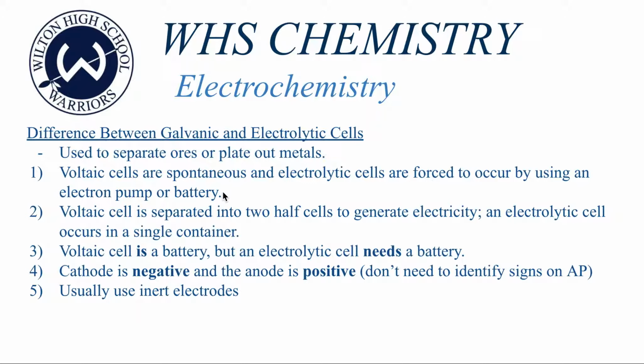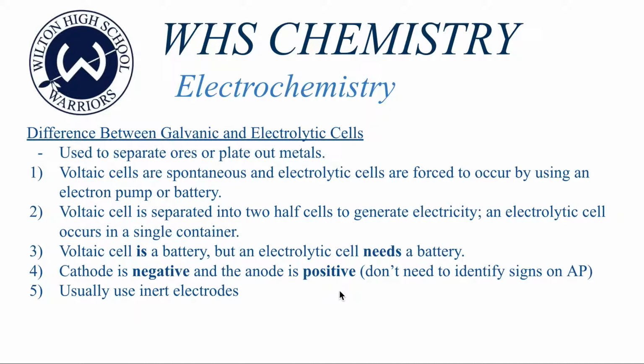A voltaic cell is separated into two half cells to generate electricity, and an electrolytic cell occurs in a single container. A voltaic cell is a battery, but an electrolytic cell needs a battery to operate. And in electrolytic cells, I talked about this in the last video on galvanic cells, the cathode in this case is negative and the anode is positive.